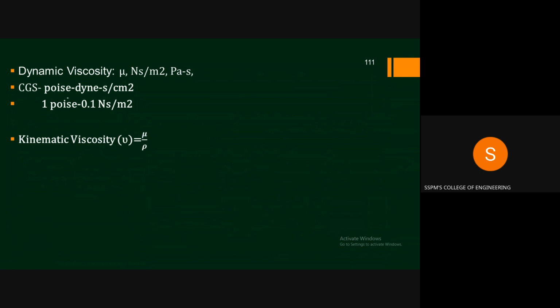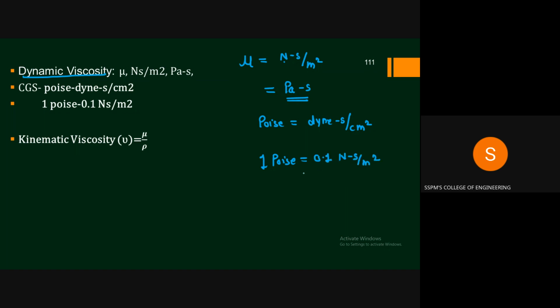Okay, now there are some unit conversions for the dynamic viscosity. The SI unit for the viscosity mu is Newton second per meter square, or Newton per meter square is nothing but the Pascal, so it is Pascal second. Now the CGS unit for the viscosity is the poise. So poise is nothing but dyne second per centimeter square. So one poise is equal to 0.1 Newton second per meter square.